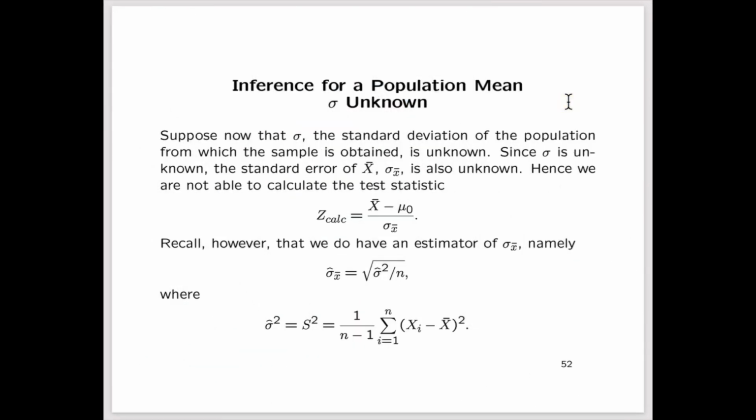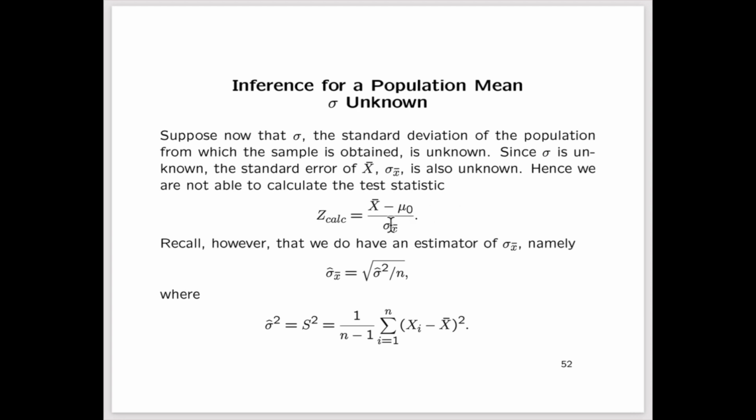But in many situations, in fact probably most situations, we're not going to know the population standard deviation. If we don't know the population mean, which would be why we would be performing hypothesis tests or constructing confidence intervals for the population mean in the first place, then we more than likely don't know the population standard deviation either. So suppose now that sigma, the population standard deviation, is unknown. Since it is unknown, the standard error of x bar, sigma sub x bar, is unknown as well. And so we are not able to calculate z calc, right?